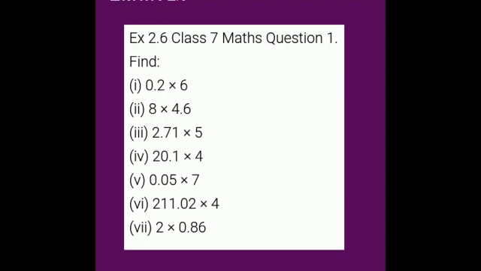Exercise 2.6 question number 1. Find. We are given 7 subdivisions of questions. In this we are going to multiply a decimal number with a whole number.